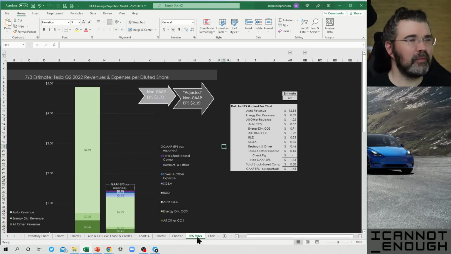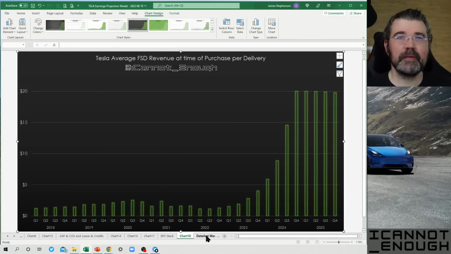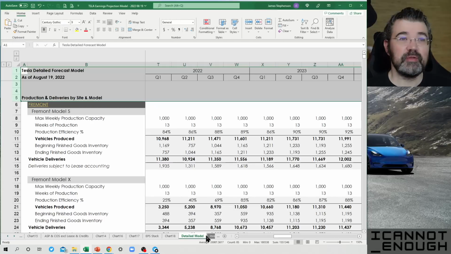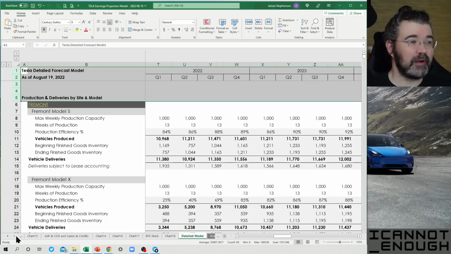And we'll have to come back to that. This was mentioned in a previous video, and we're back to our detailed model.